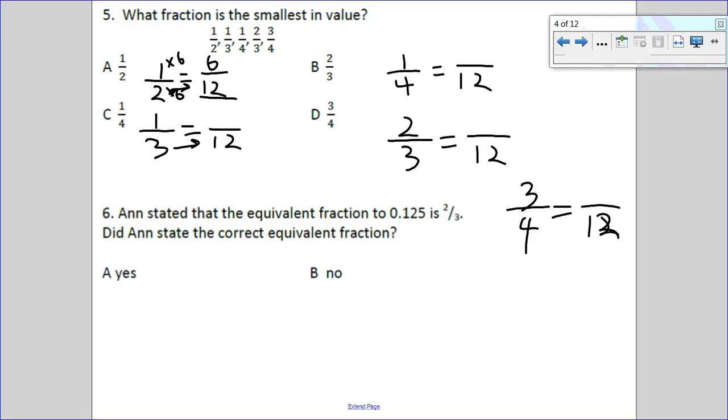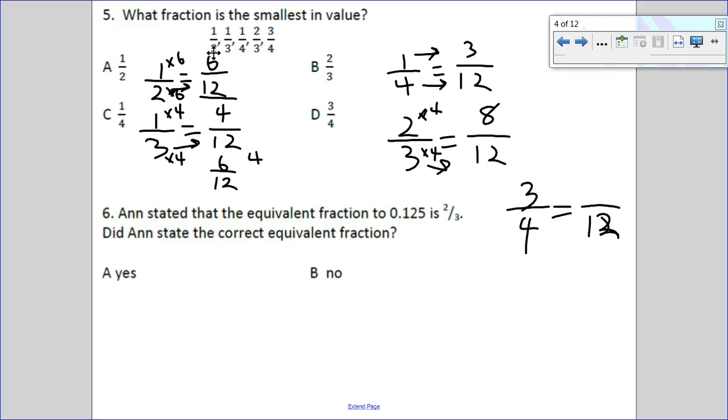What did we have to do to 3 to get 12? We had to multiply it times 4, right? 3 times 4 is 12. We just multiply the top by 4. 4/12. What do we have to do to 4 to get 12? We have to multiply it times 3. So we multiply the 1 by 3. 3 times 4 is 12. So we multiply the bottom times 4, so we multiply the top times 4. Okay, both of them times the same number. 2 times 4 is 8. So that's 8/12.